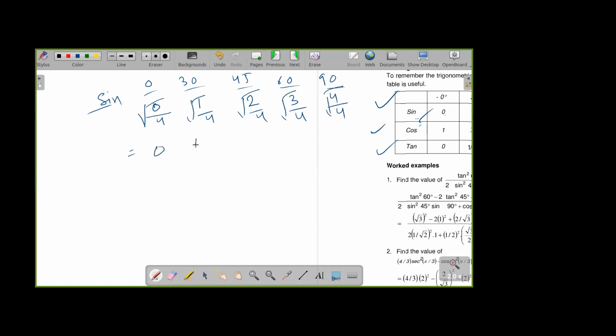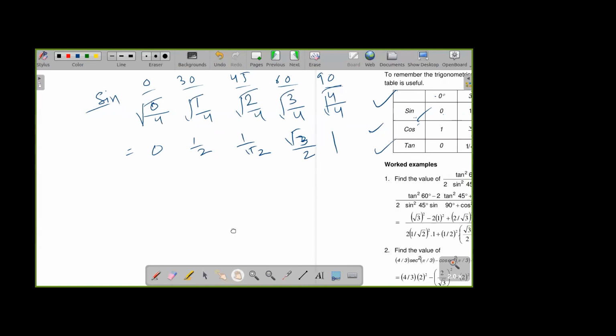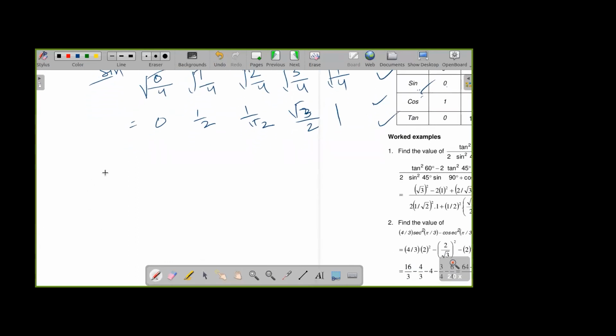This is 0. This is 1 by 2. This is 1 by root 2. This is root 3 by 2. And this is 1. That's actually a nice trick. A similar formula works for the others. For cos, just make it reverse: 1 will be first, then root 3 by 2 second, 1 by root 2 in the middle, 1 by 2 second last, and 0 is last.